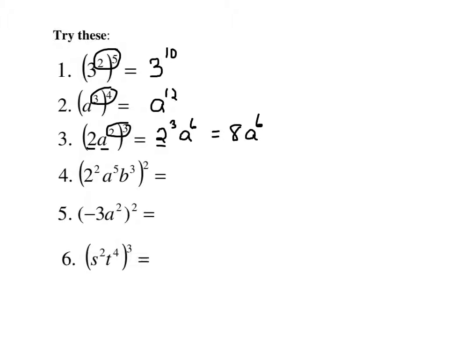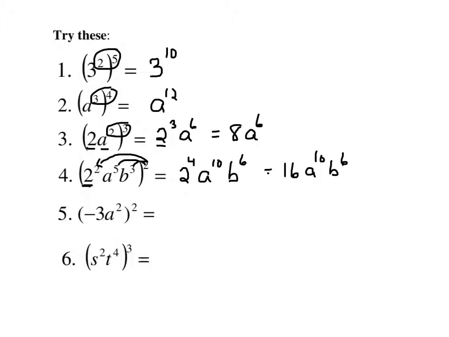Alright, so let's look at number 4. It has a little more going on. So let's take each individual factor. So first I take the 2, and I'm going to multiply this 2 times that 2. So it'll be 2 to the 4th power. And then for a, I'm going to multiply the 2 times the 5, so I get a to the 10th. And for b, I'm going to multiply the 2 times 3 and get 6. And then I need to simplify 2 to the 4th power. So 2 to the 4th power is 16. So I get 16, a 10, and b 6. And that would be my final answer.